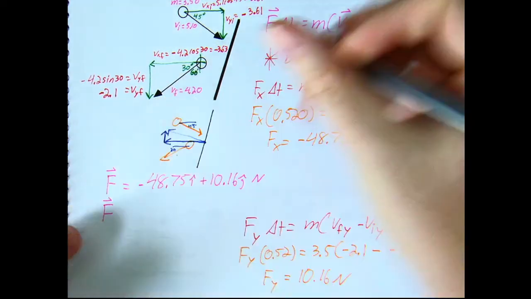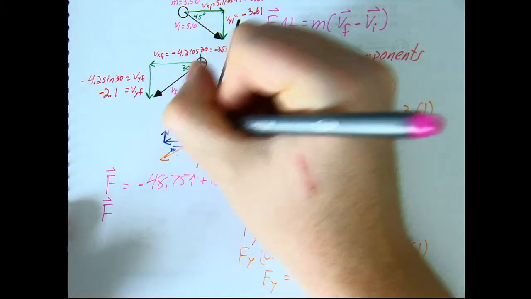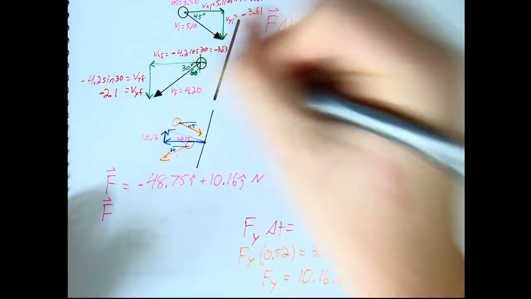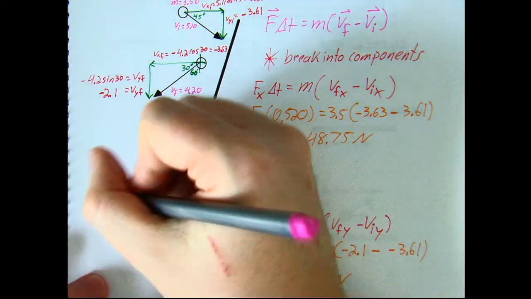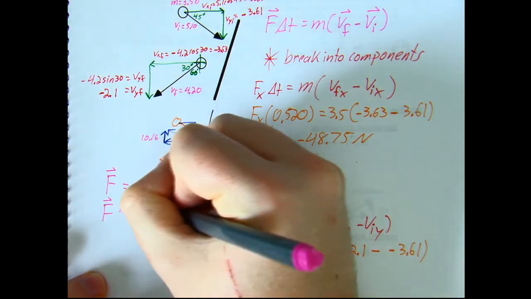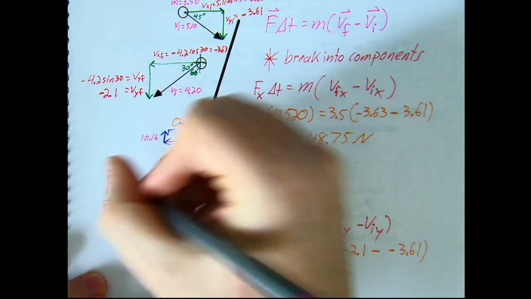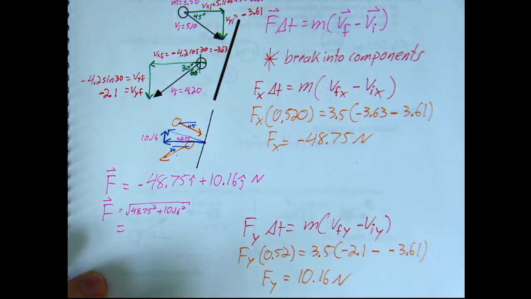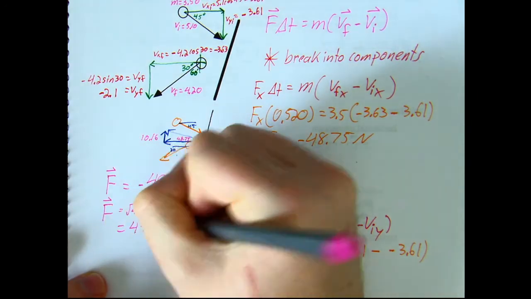So this is 48.75 acting to the left. This is 10.16. So my magnitude of my force is that guy there. That's going to be the square root of 48.75 squared plus 10.16 squared. This is going to give us a total force of 49.8 newtons.